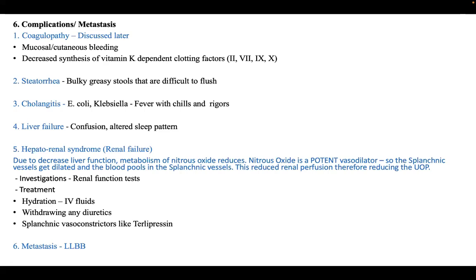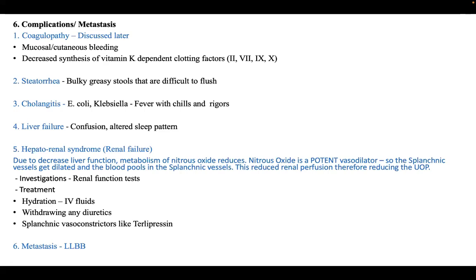Why hepatorenal syndrome happens is due to the decreased liver function, so metabolism of nitric oxide is reduced. That means it accumulates. When nitric oxide accumulates, this is a potent vasodilator, so the splanchnic vessels will get dilated. When the splanchnic vessels get dilated, the blood pools in them. This reduces the renal perfusion. When the renal perfusion is reduced, obviously the renal function reduces, so the urine output will decrease.